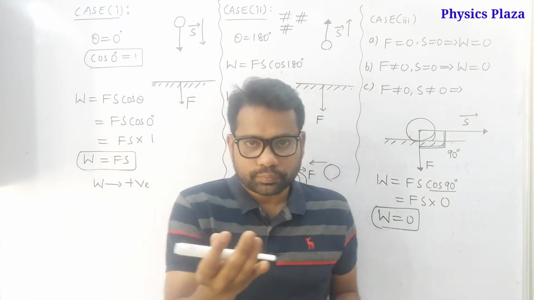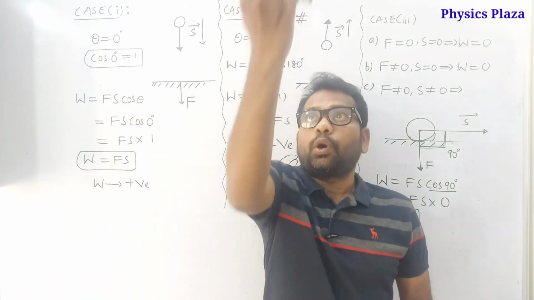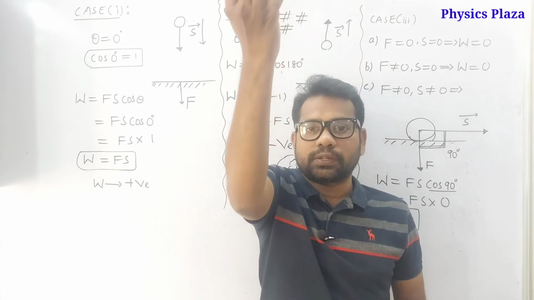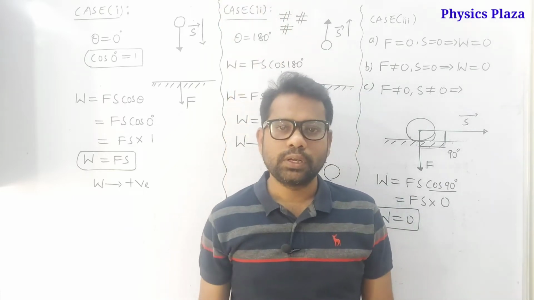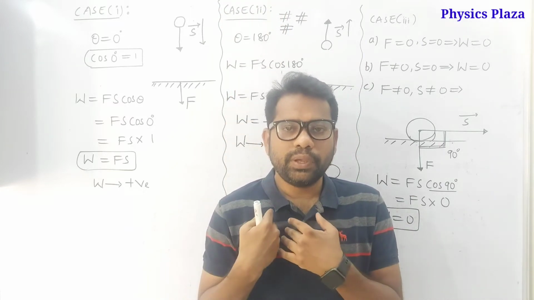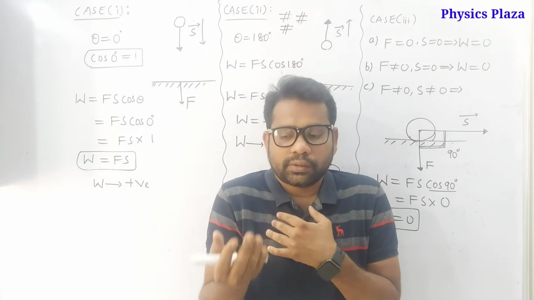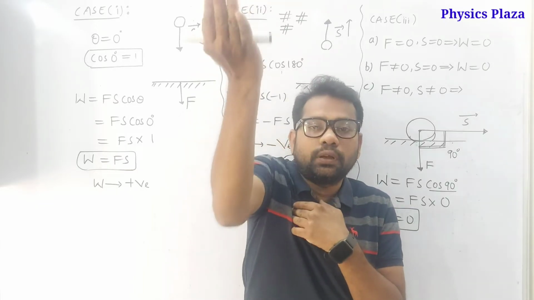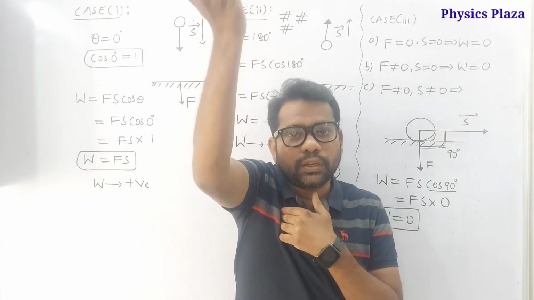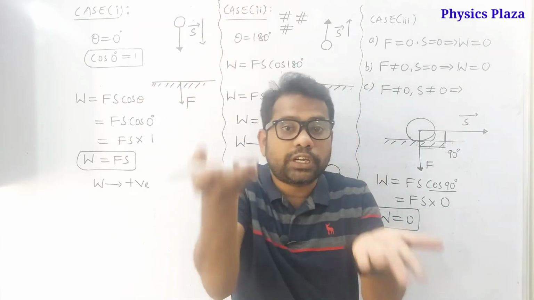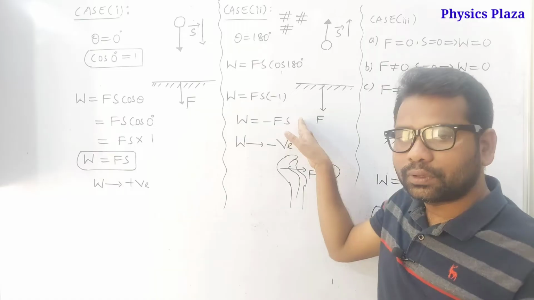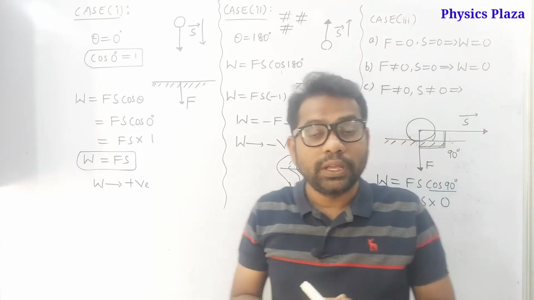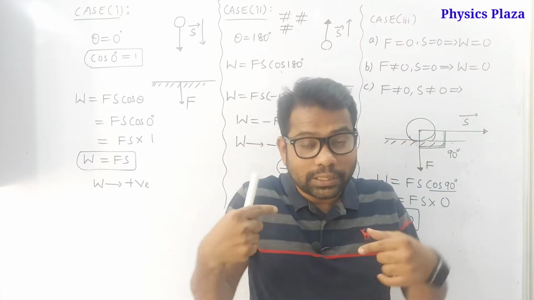Suppose, children, this body is thrown vertically upwards. Then you may get a doubt: sir, here the work done by me is positive because I am applying force vertically upwards, and the body is displaced upwards only. The body is going in the upward direction, so work done is positive. Here you said negative. Yes, that's what I'm telling you: work done by you.